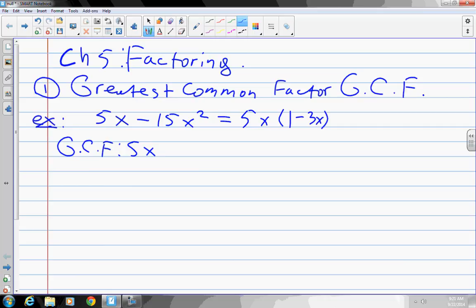That's right. So the way you do that, when in doubt, just divide. Somebody said divide. Divide each term by the greatest common factor. 5x divided by 5x is 1. 15x squared divided by 5x is 3x. Is that okay? The nice thing about factoring is you can always run a quick check to see whether you got the right answer. If you distribute 5x through the parentheses, you should get your original problem back, and you do in this case.